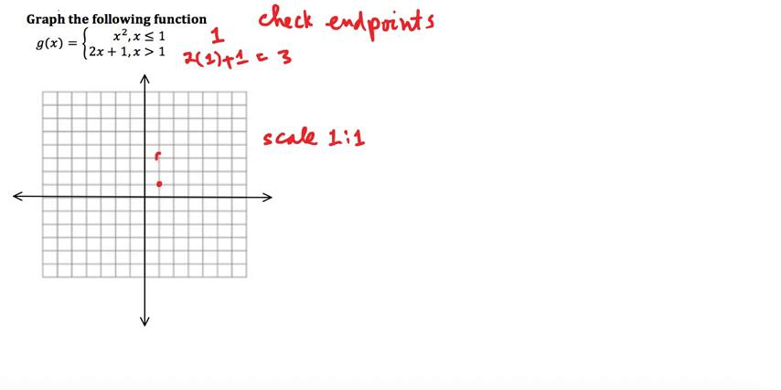Now keep in mind we're going to need to draw an open circle on here because we're going to use the 2x plus 1 function for every point that's to the right of 1. That sounds a little bit confusing because it's pretty wordy, but after we do the example, I think it'll make a lot more sense. But I wanted to emphasize that we want to check the endpoints. We want to start out with where this function is going to switch over. So now let's actually try to graph it, x and g of x.